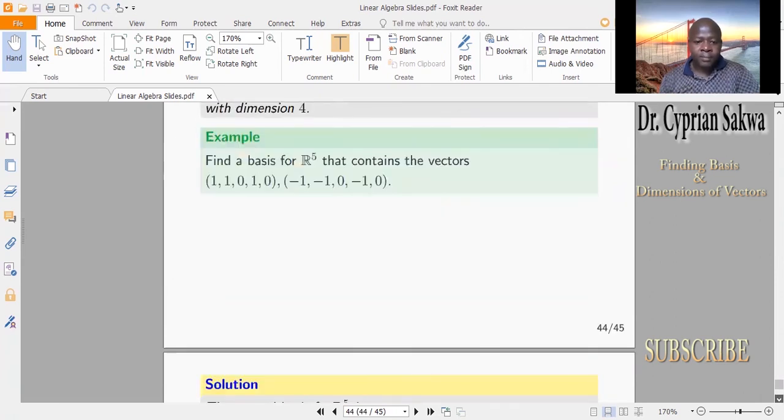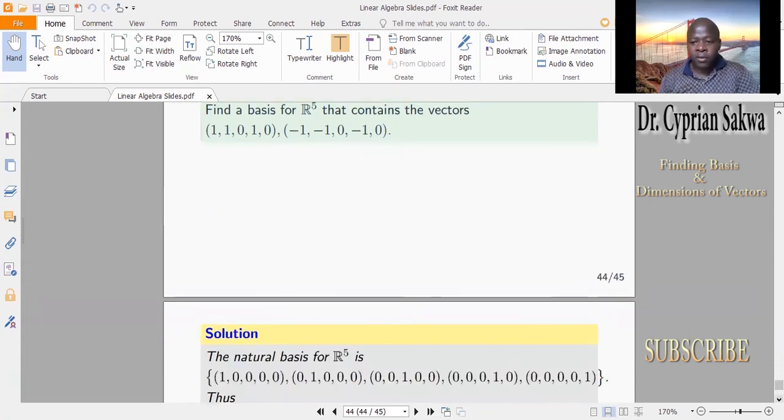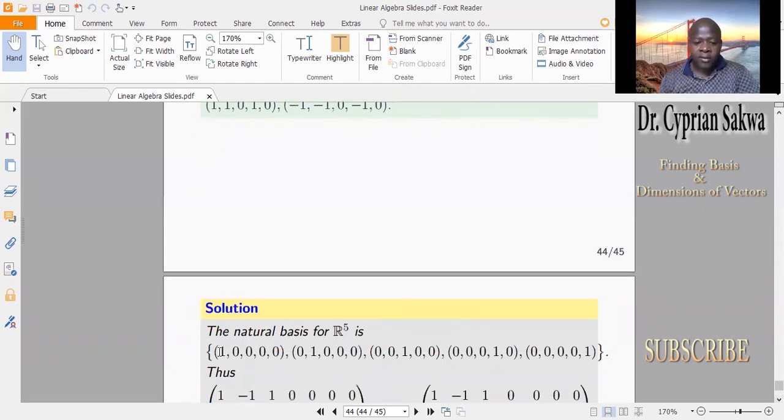Okay, let's look at this example. Find a basis for R5 that contains this vector and this vector. Now we must be knowing the natural basis for R5. The natural basis for R5 is this vector, this other vector, this other vector, this other vector, and this other vector. We have 1 with 4 zeros, then 0, 1 with 3 zeros, and so on, down to 4 zeros with a 1. So this is a natural basis for R5.